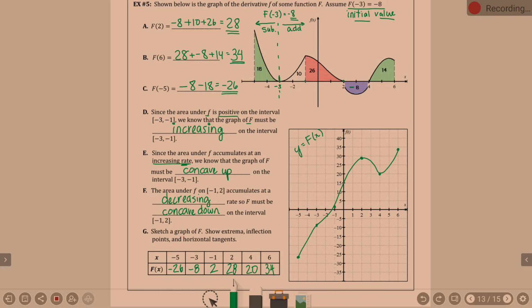And I know they said to label or show horizontal tangents, but I don't see any horizontal tangents, so I'm not sure why that one. And I don't think she had any horizontal tangents labeled in hers either, so I didn't exactly understand that one. So, okay, guys. One more page.